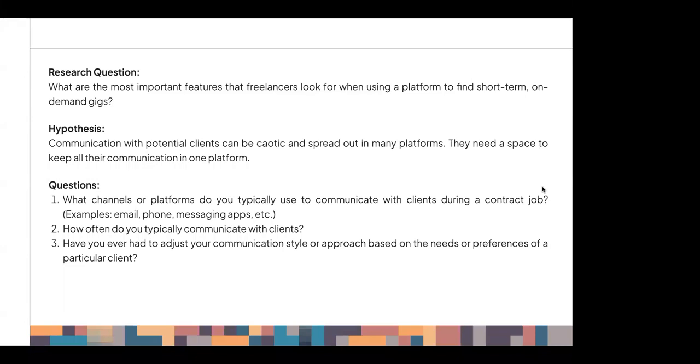But I put it here because it is my assumption, because I know some friends who are freelancers, or I am freelancing myself. So maybe this is something I'm pretty sure we will add in the app. So instead of asking if you want that, I will ask the user, what channels or platforms do you typically use to communicate with the client during a contract job: email, phone, messaging apps, maybe some management app, etc.? How often do you typically communicate with clients? Is it more of an email type, asynchronous thing, or more about messaging? And have you ever had to adjust your communication style or approach based on the needs or preferences of a particular client? So how broad, how different can those communication channels be?